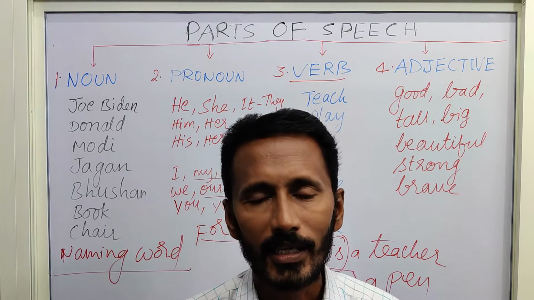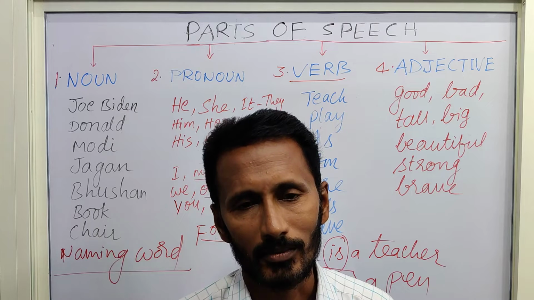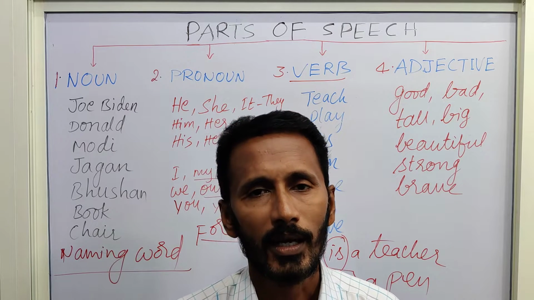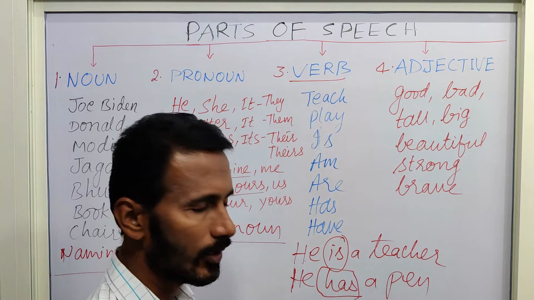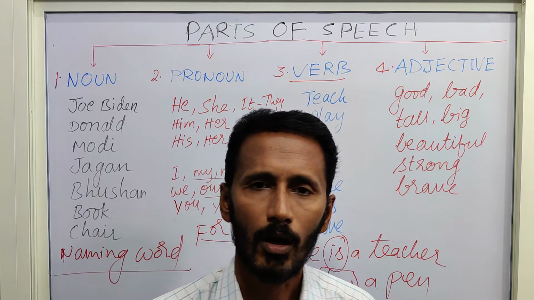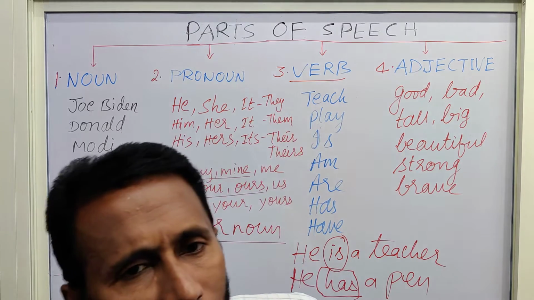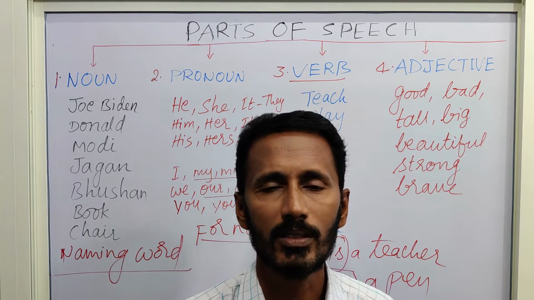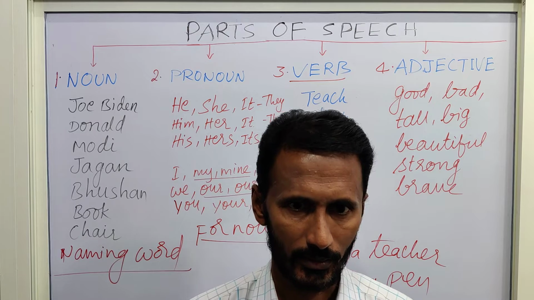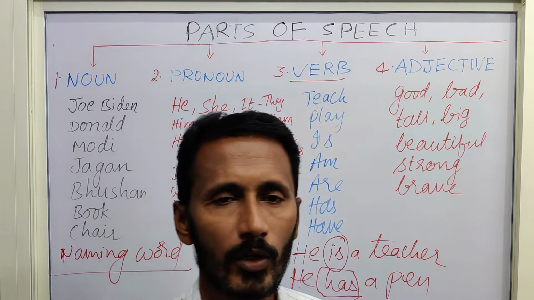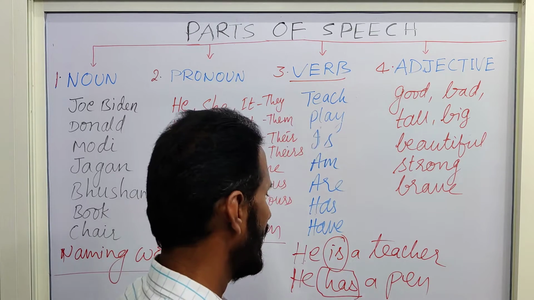which indicates possession also. He has a pen. So in this word, has is called a verb form. Of course, again it can be classified as auxiliary verbs. We can learn those things also in a separate heading in my next chapter. Okay, this is only the first chapter. So he has a pen.